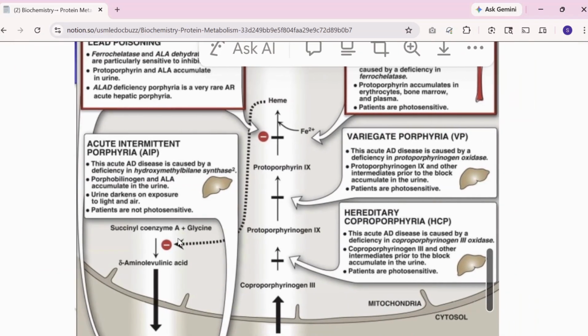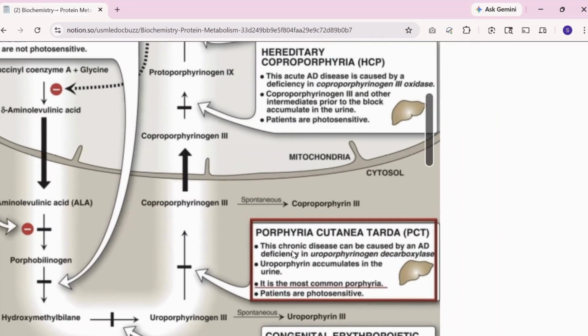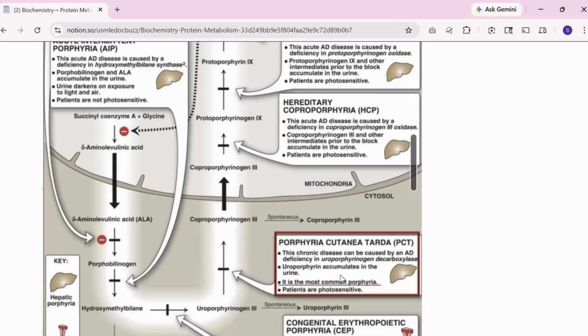Another important point. Now we come into the porphyria cutanea tarda. We'll just use this. So now we made hydroxymethylbilane and then eventually uroporphyrin, and then eventually you're supposed to make this whole cycle right here.